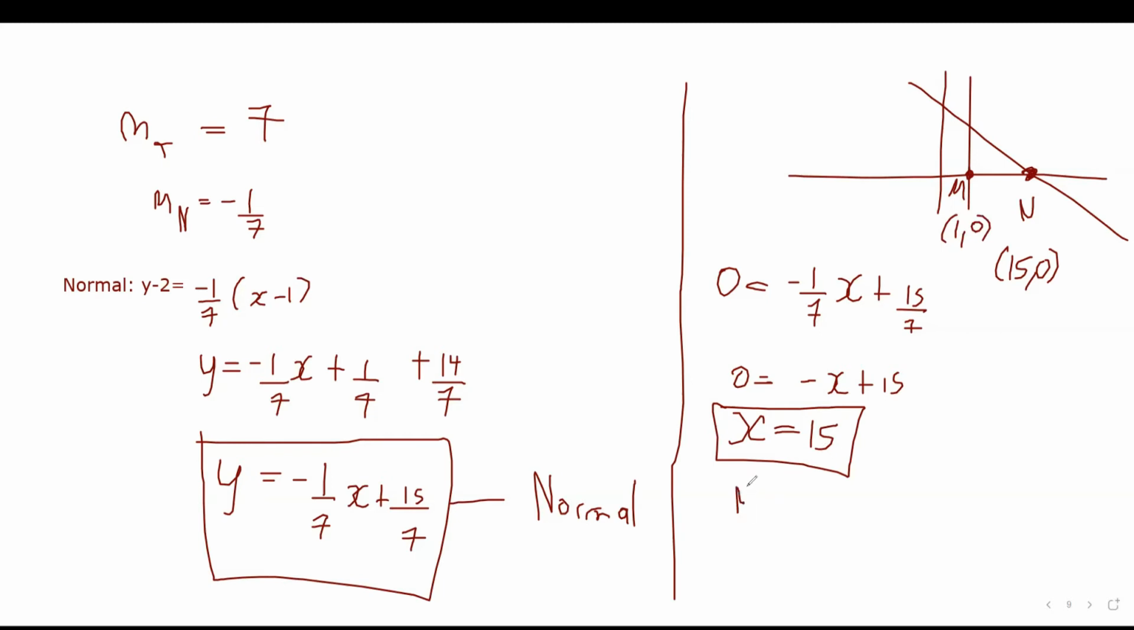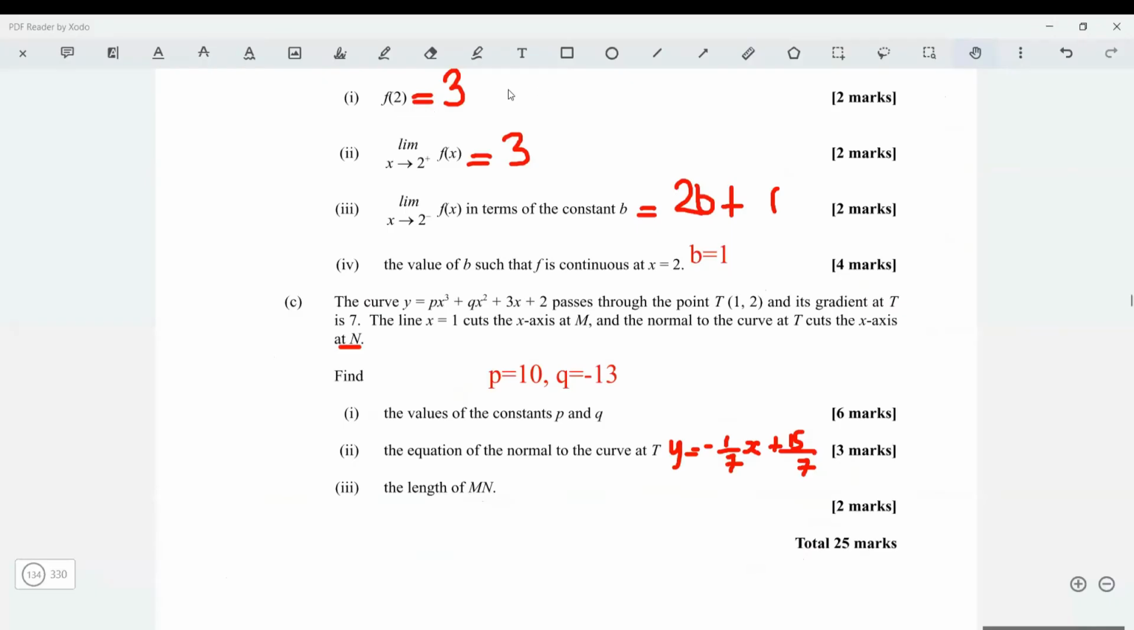So since we know that N is the point (15, 0) and M is the point (1, 0), then we can find the distance NM. The distance NM is this length right here. To go from M to N, Marika, the change in x value is 14. So MN is just 14, that's the distance. So MN is 14 units.